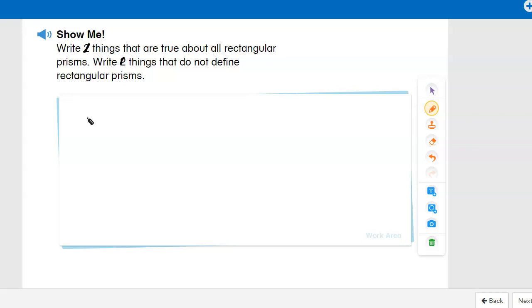Well, let's think about a rectangular prism. Okay, I'm thinking about it, thinking about all that we've learned about it so far. What is one thing that is true about all rectangular prisms? Do you know? I know one thing. All rectangular prisms have six faces.